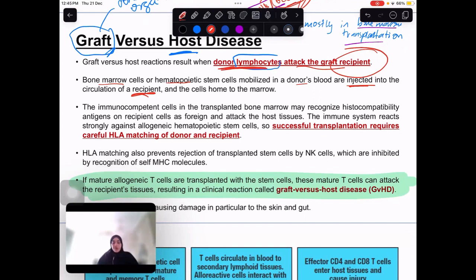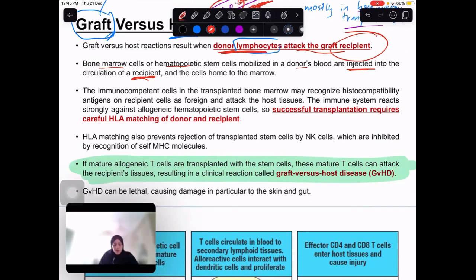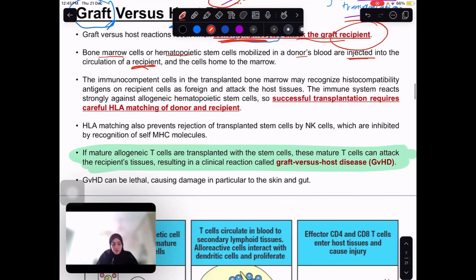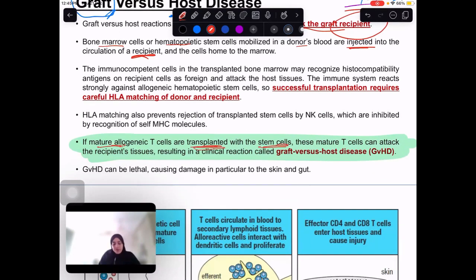And also this one is the T cells that we're talking about, or the B cells, if they're mature, obviously. So if they're mature, this is what they're saying. If mature T cells are transplanted with the stem cells that I'm trying to transplant, the hematopoietic stem cells, the bone marrow stem cells, whatever, but by mistake, I get some of these mature T cells. By mistake, they're also coming with it. And then because of that, they will start to attack me. And this is known as the graft versus host.